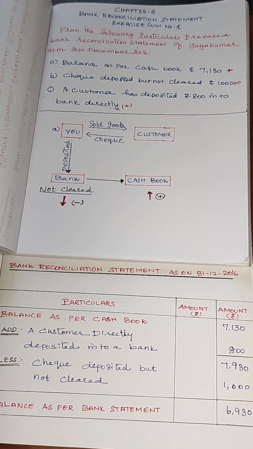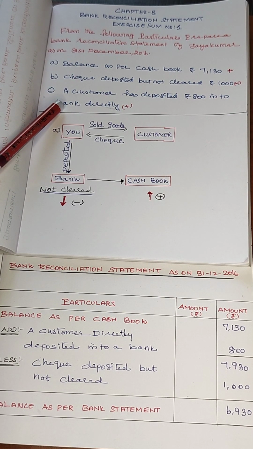Listen carefully. Now we are going to prepare the bank reconciliation statement. For that we are going to reconcile the bank balance in the cash book with the bank balance in the passbook, that means the bank statement. So as per the bank balance of the bank statement, you have to minus this transaction. So you have to write in the minus column, which means subtract column, check deposited but not cleared 1,000 rupees, and it will be entered in the outer column. That's all.